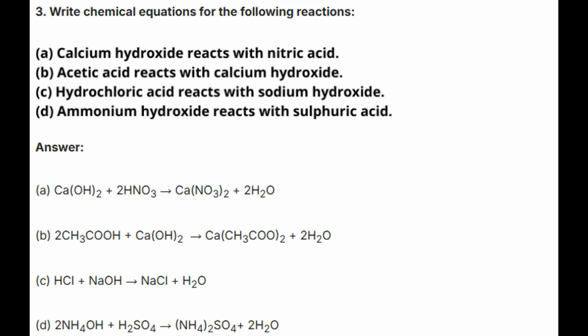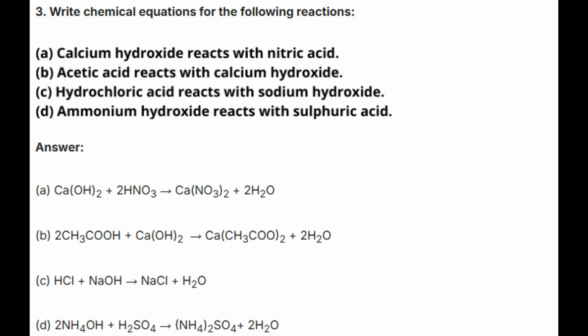Third, write the chemical equations for the following reactions. First, calcium hydroxide reacts with nitric acid. Second, acetic acid reacts with calcium hydroxide. Third, hydrochloric acid reacts with sodium hydroxide. Fourth, ammonium hydroxide reacts with sulfuric acid.